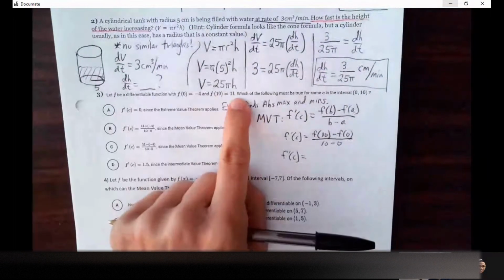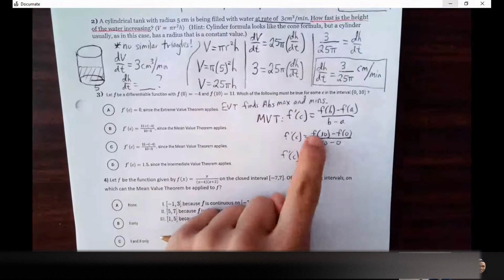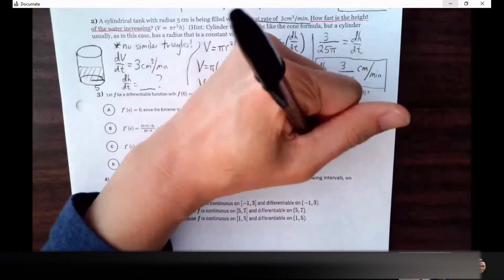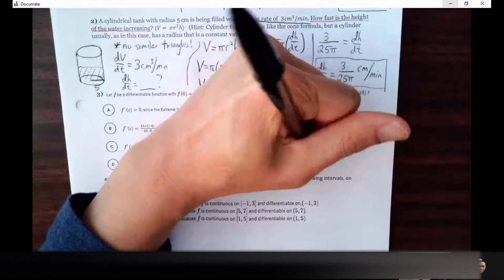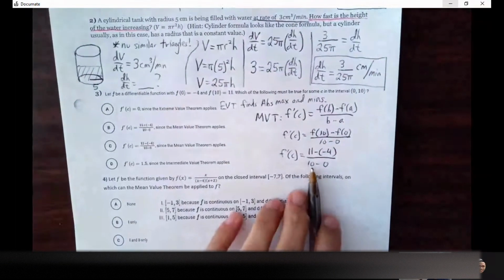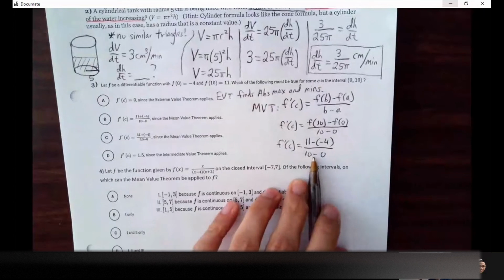So make our substitutions there. f of 10 is 11. f of 0 is -4. So 11 minus -4 over 10 minus 0. Okay, so 15 over 10, we can guarantee the slope.